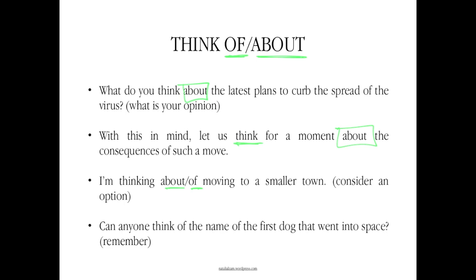Or for example, this is something teachers do very frequently. When you ask your students to remember something, you could say, "Can anyone think of the name of the first dog that went into space?" Can anyone think of, or can you think of an example of? So this is what you would say here. Can you think of? But as I say, these are the only two prepositions you can actually use.